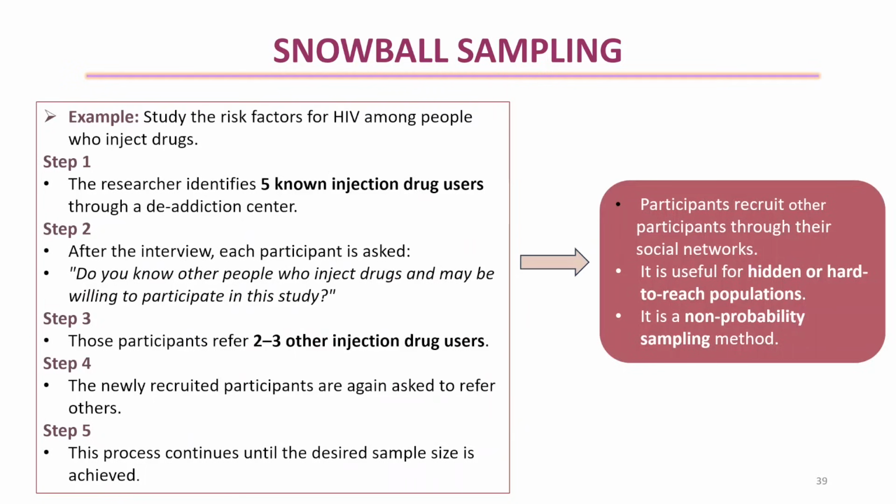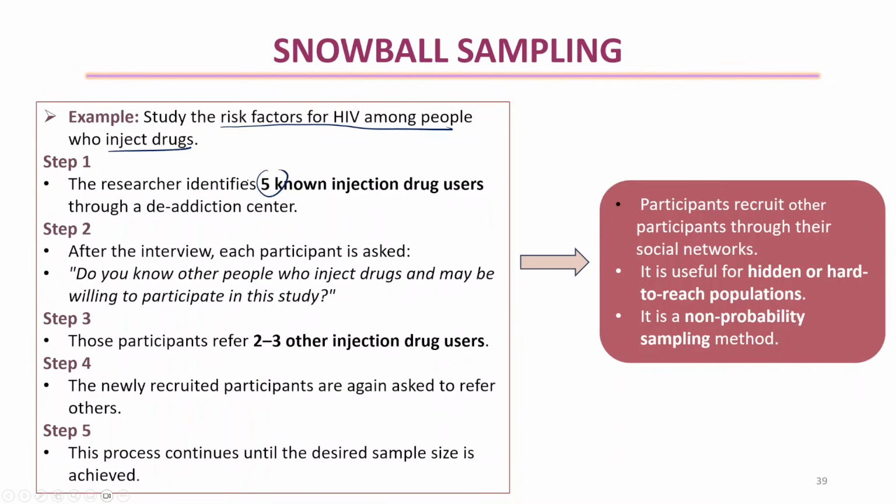Let's understand with an example. Suppose a researcher wants to study the risk factors for HIV among people who inject drugs. Initially, the researcher identifies 5 known injection drug users through de-addiction centers. After each interview, participants are asked whether they know other people who inject drugs and might be willing to participate. Those newly recruited participants then refer additional people. This process continues until the desired sample size is achieved.